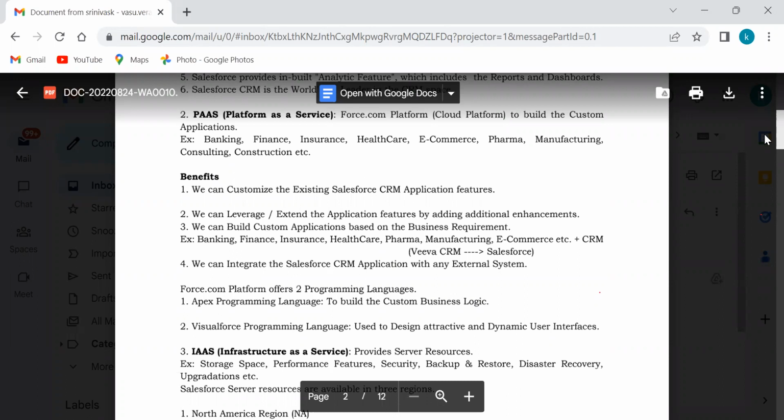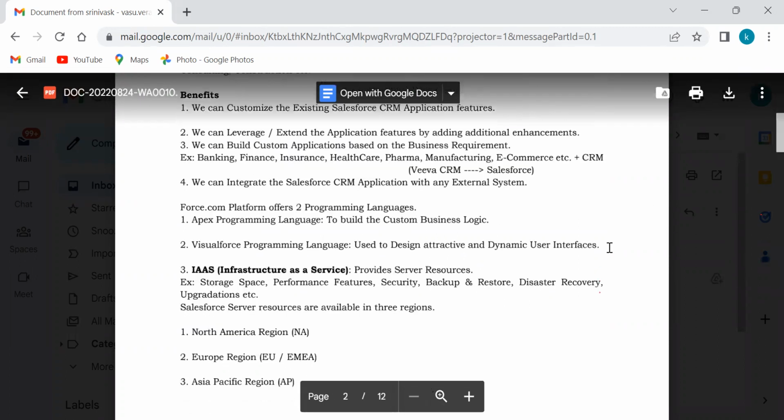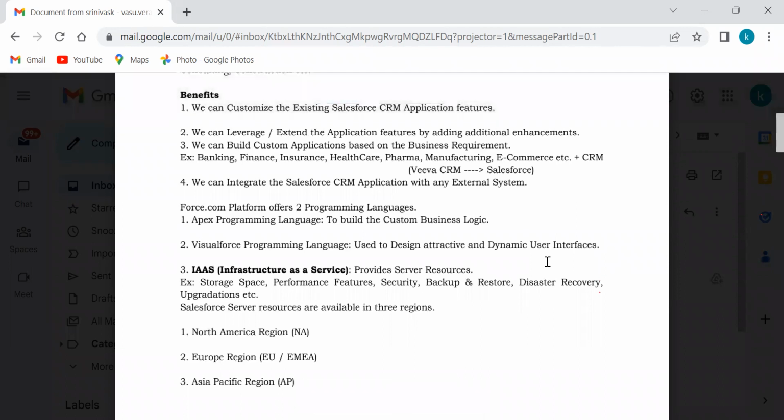So the first one is software as a service, the second one is platform as a service, and the third one is infrastructure as a service. What do you mean by infrastructure as a service? Infrastructure as a service simply means server resources. What do you mean by server resources? Once you create any record using your Salesforce application, where will that record be stored? That record will be stored inside a table in the database.